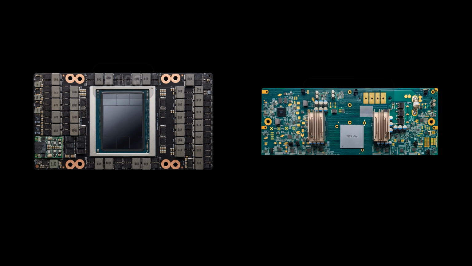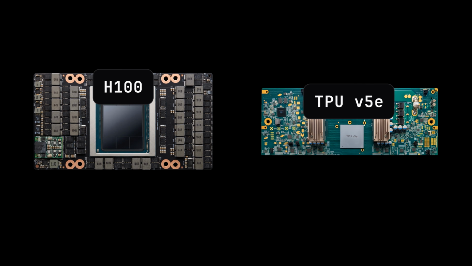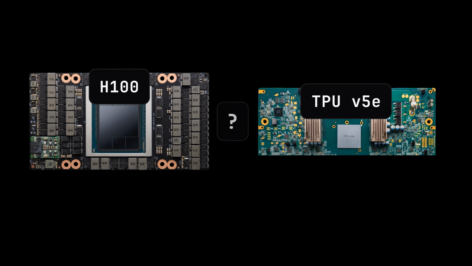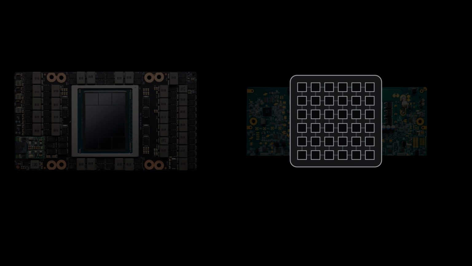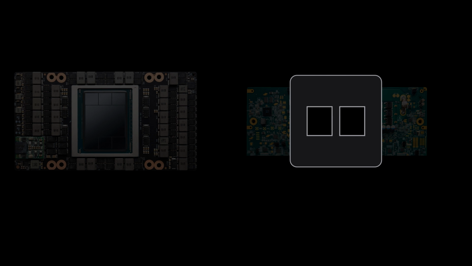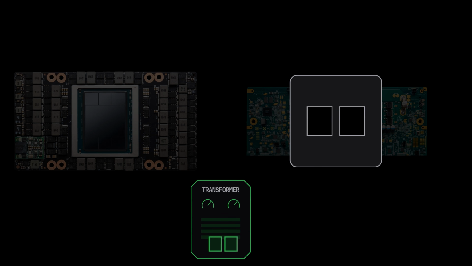So if a TPU does the same with less electricity on cheaper silicon, why is everyone still buying GPUs instead of building chips like this one? The answer is the same thing that makes them fast. A TPU is fast because it's rigid. The transistors are built to do one specific kind of math. And right now that's exactly the math a transformer needs.